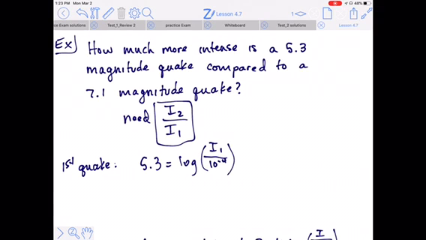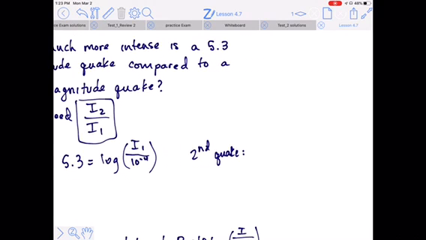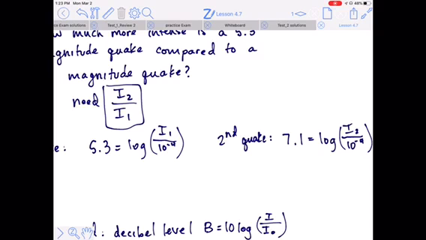And then for the second quake, we can say that the magnitude 7.1 is equal to log of intensity 2 divided by 10 to the negative 4. Remember that S, the intensity of a standard quake, is 10 to the negative 4 centimeters. So now we just need to solve each of these equations for their intensity and then divide those intensities.